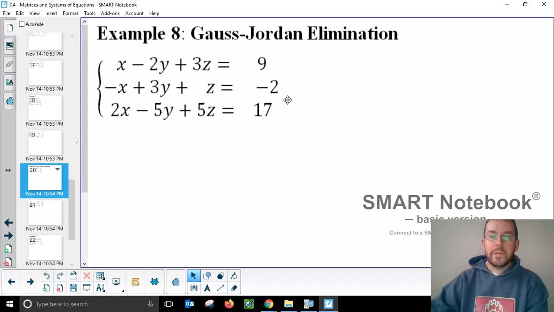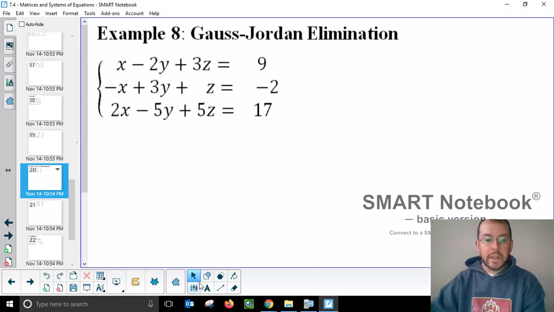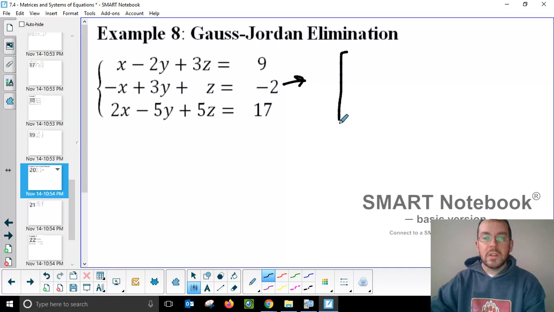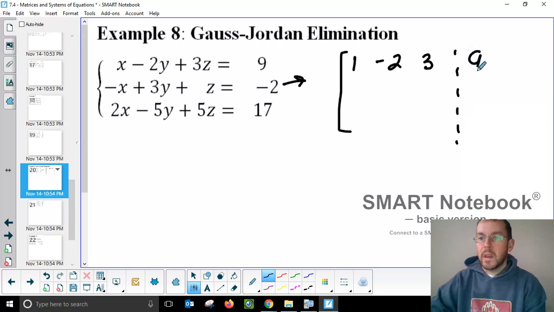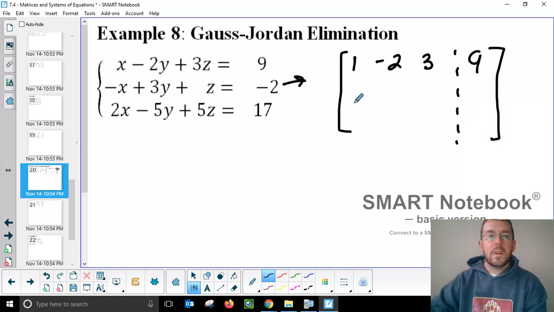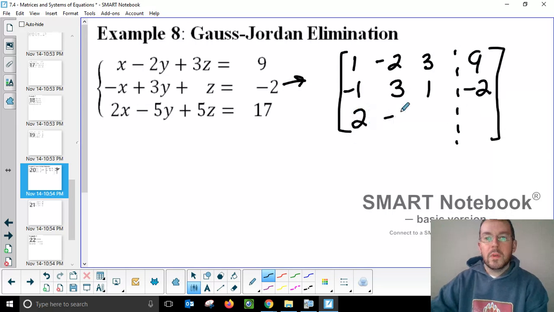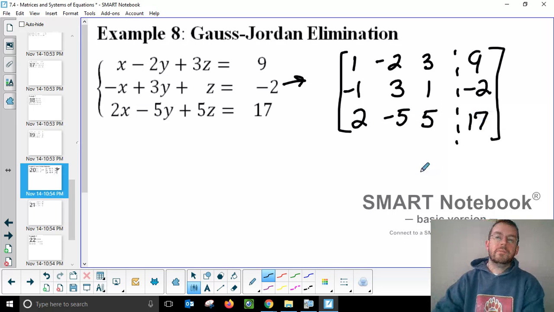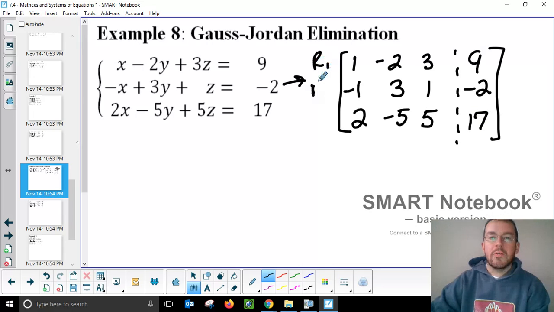First things first, we still will definitely want to put our equation into an augmented matrix. So we will have 1, -2, 3, 9, -1, 3, 1, -2, 2, -5, 5, and 17. And of course this is my row 1, row 2, row 3.